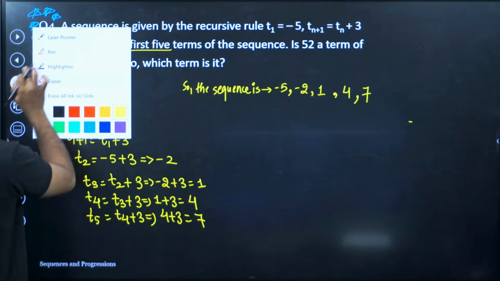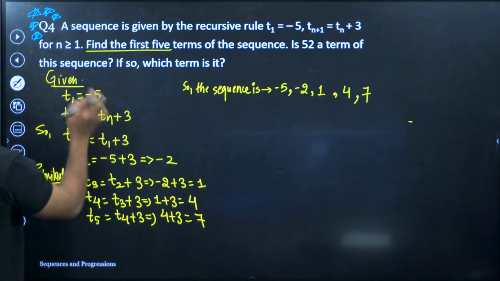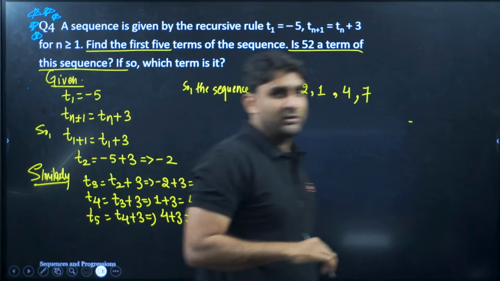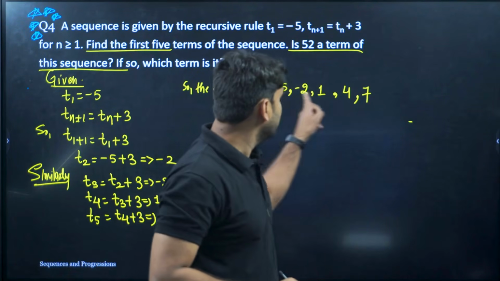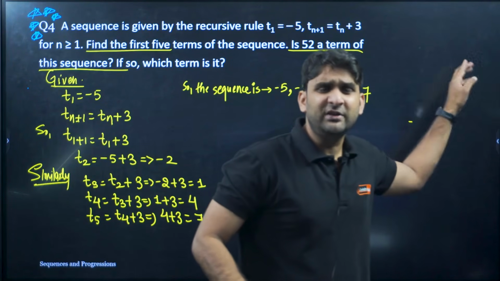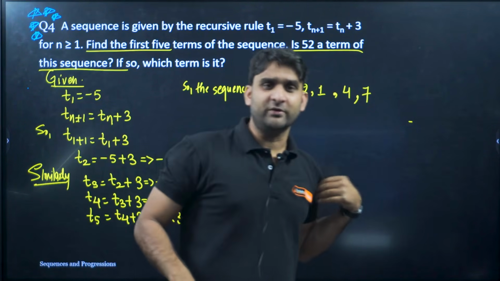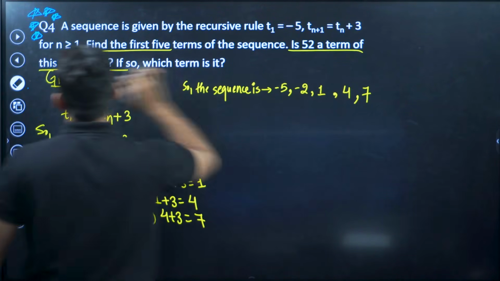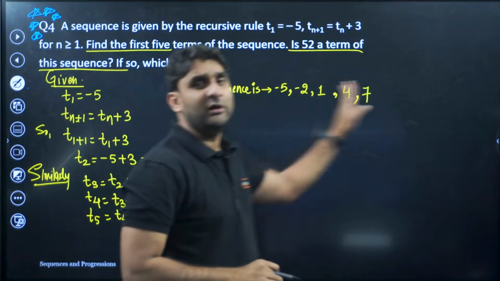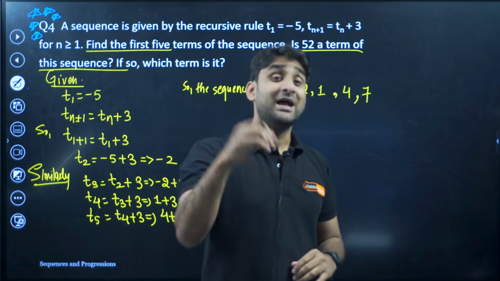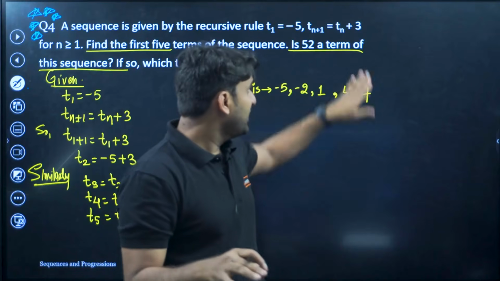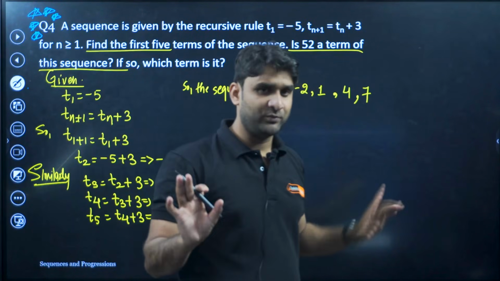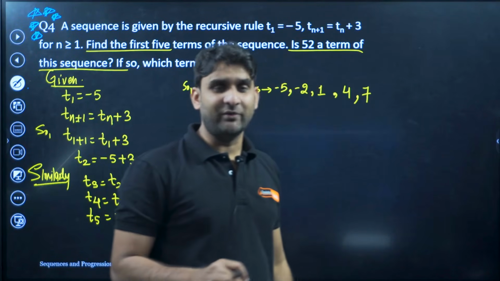And if this is an AP, look at the second part of this question: is 52 a term of this sequence or not? We have to check, if we write the numbers continuously, whether 52 will come somewhere. So is 52 a term of the sequence that we have formed? How can we check? Just imagine 52 will come somewhere if we extend this sequence.